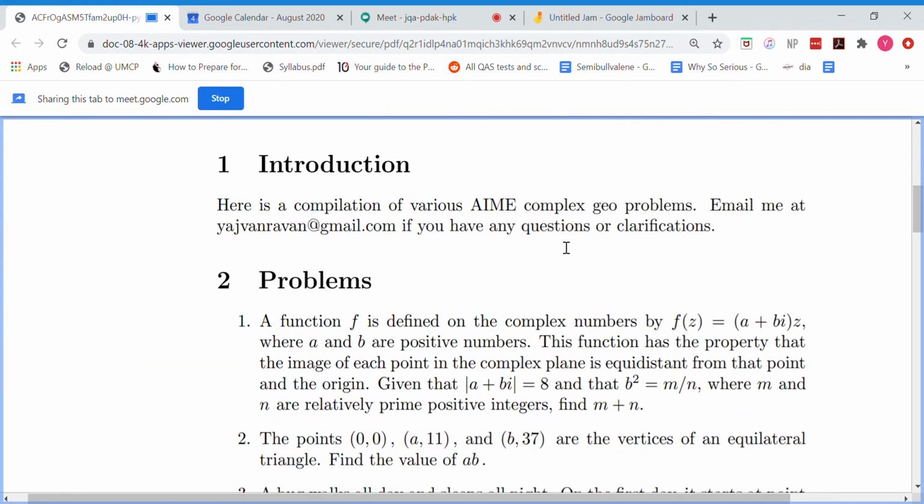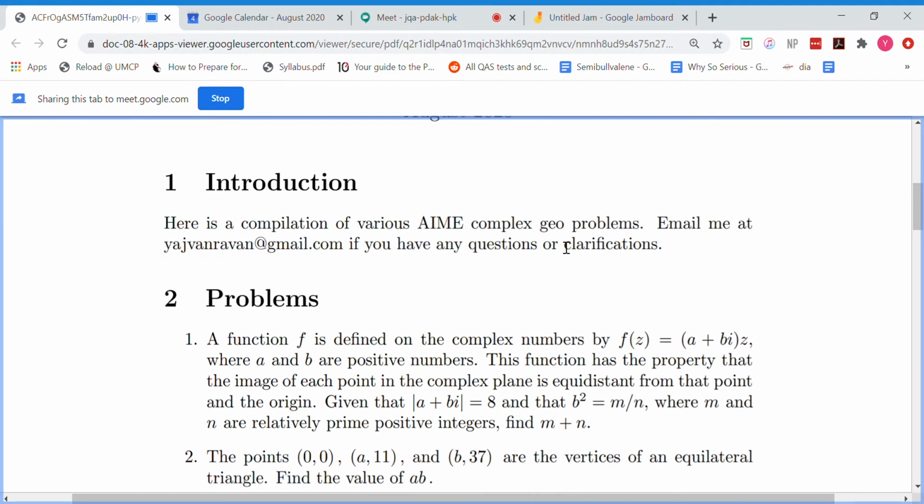Okay? So, a function f is defined on the complex numbers by f of z equals (a plus bi) times z, where a and b are positive numbers. This function has the property that the image of each point in the complex plane is equidistant from that point and the origin. Given that the magnitude of a plus bi equals 8, and that b squared equals m over n, find m plus n. So you guys can obviously tell this is an AIME problem. It's a past year's AIME problem.